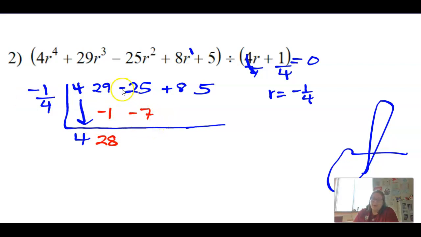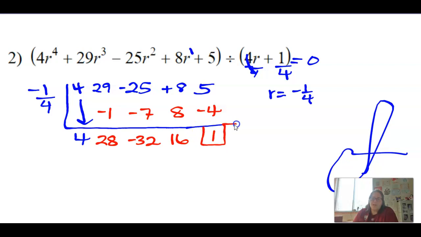All right, there we go. Add these. Negative 24 plus negative 7 is negative 31... Also divisible by 4, right? Negative 1 times negative 32 would be positive 32 divided by 4, positive 8. 8 plus 8 is 16. All right, multiply. Negative 1 times 16 is negative 16. Over 4 would be negative 4. And then 5 plus negative 4 is 1.